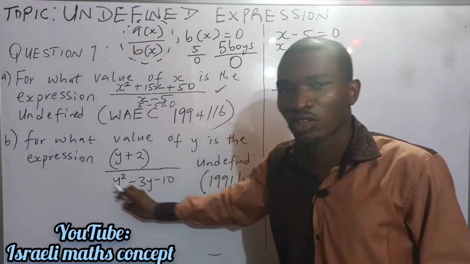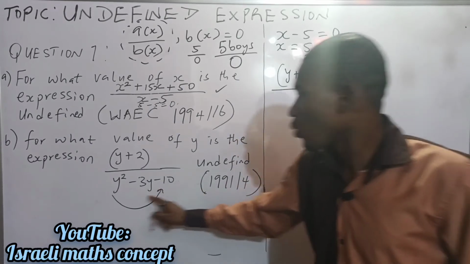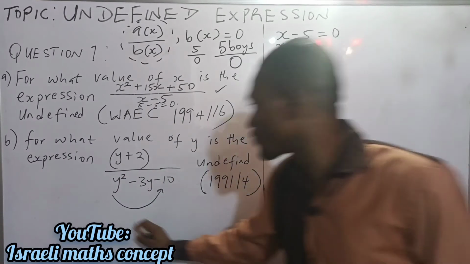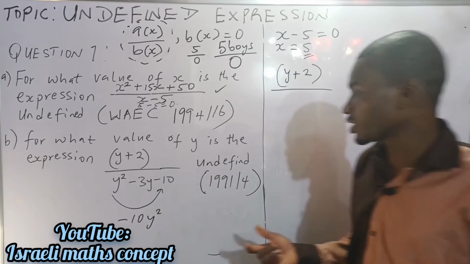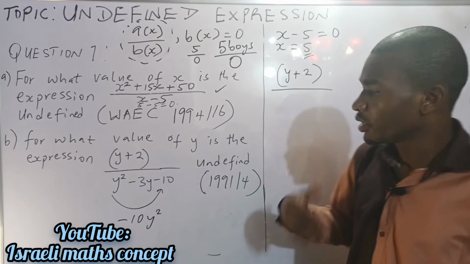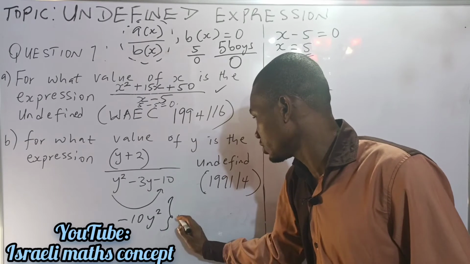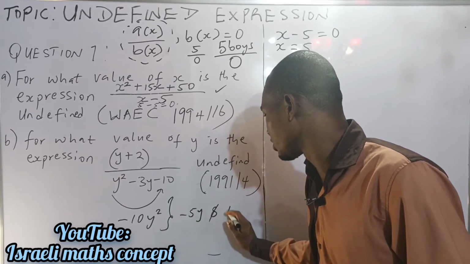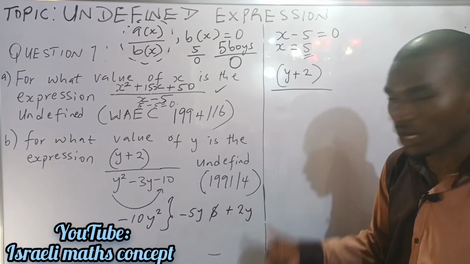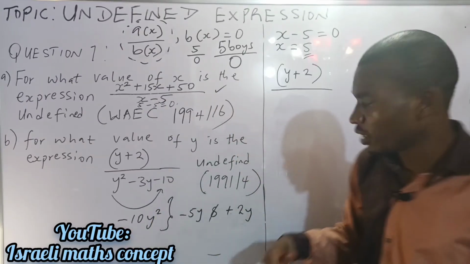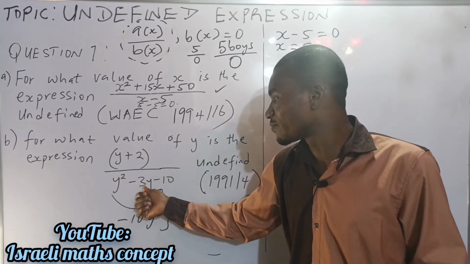Remember, to factorize this quadratic denominator, y squared will multiply negative 10, and when y squared multiplies negative 10, we have negative 10y squared. Then we look for two factors that when we multiply them together, we shall have negative 10y squared, and when we add them together, we shall have negative 3y. The two factors are negative 5y and positive 2y, such that when we multiply negative 5y and positive 2y, we have negative 10y squared, and when we add them, we have negative 3y.